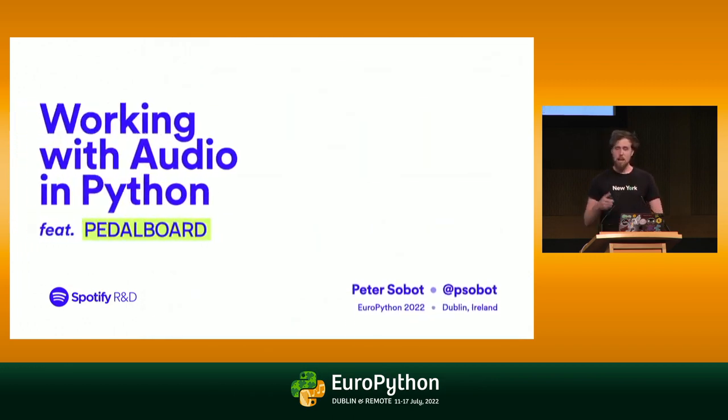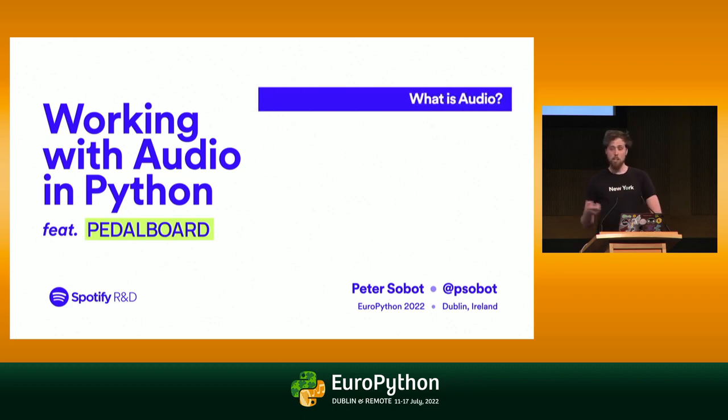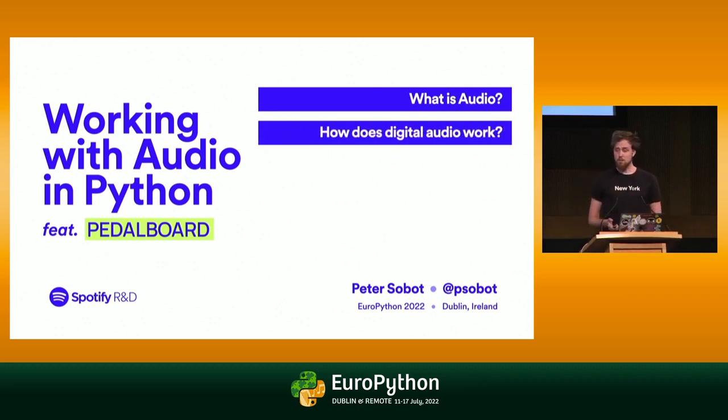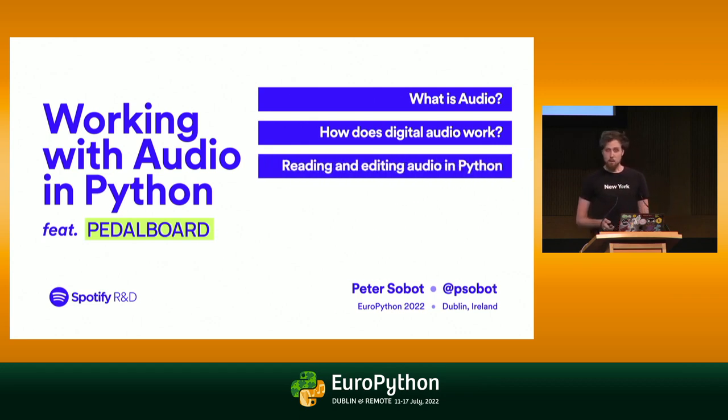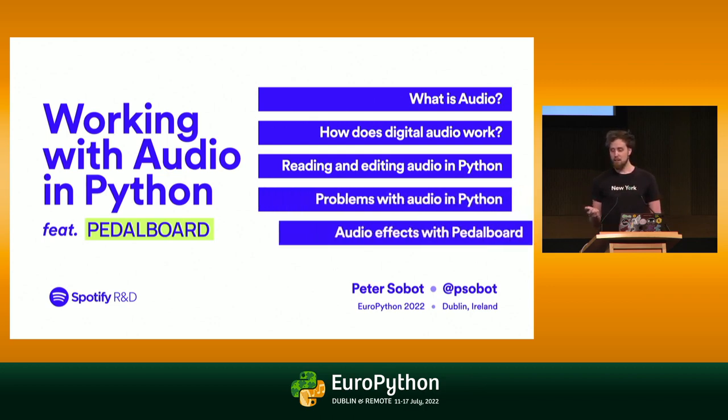So we're going to talk about 5 different top-level topics today. We'll talk first about what audio is, because this is EuroPython, not Euro Audio or something like that. We'll talk about how digital audio works and kind of give you a brief overview of how audio works in a computer. We'll talk about reading and editing audio in Python. We'll go on to talk about problems with audio in Python, and then finish off with audio effects with Pedalboard, which is really what it's good at, and we'll have some really cool examples in there as well.